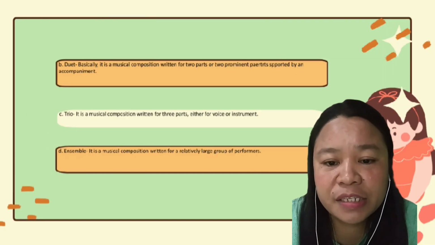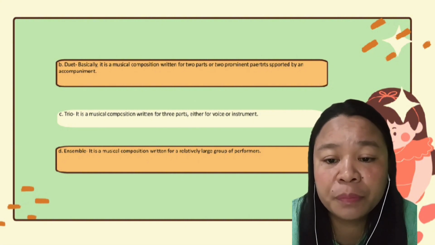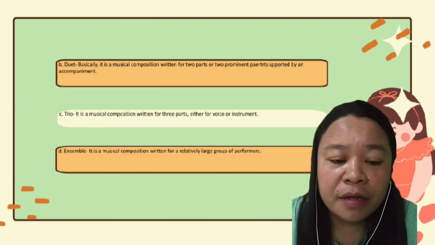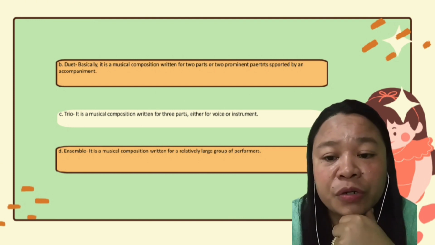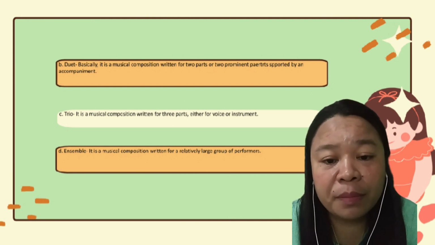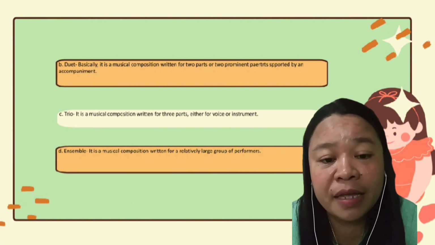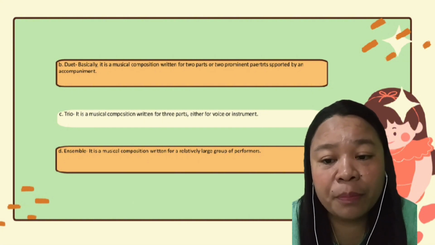Duet. Basically, it is a musical composition written for two parts or two prominent parts supported by an accompaniment. When we say duet, ang duet ay isang musical composition na isinusulat para sa dalawang bahagi o dalawang pangunahing bahagi na sinusuportahan ng isang accompaniment.